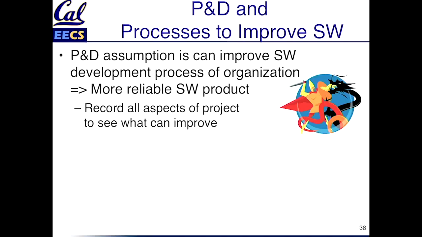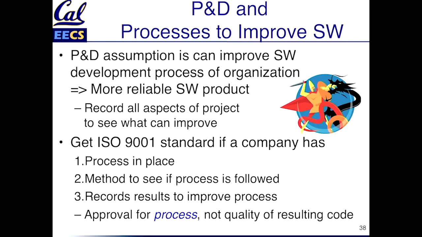So what about processes to improve software in plan and document? Part of the question of how come we can't make software as predictable as civil engineering, they believe part of the attack is to improve the organization. If software is not working, there's something wrong with the organization, and if we can make the organization better, it will lead to more reliable products. And part of that is recording a lot of the information that goes on. In particular, you might have heard of the ISO 9001 standard.